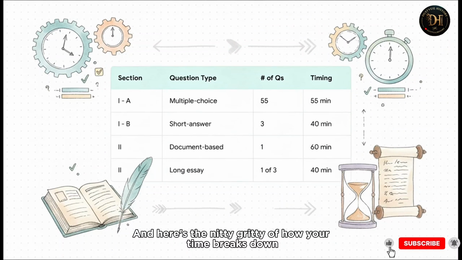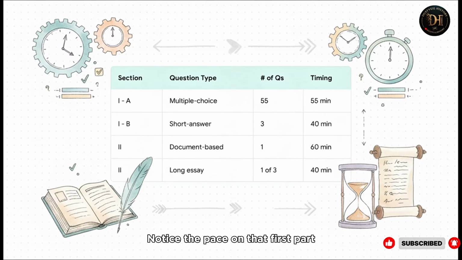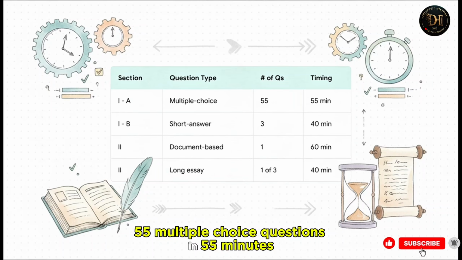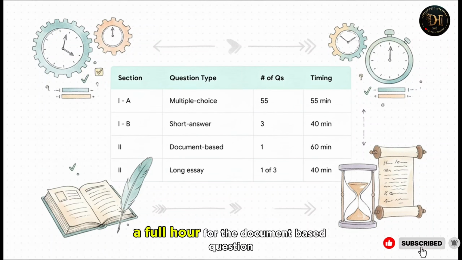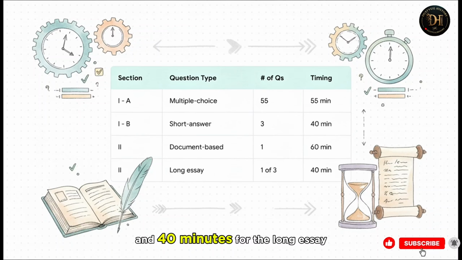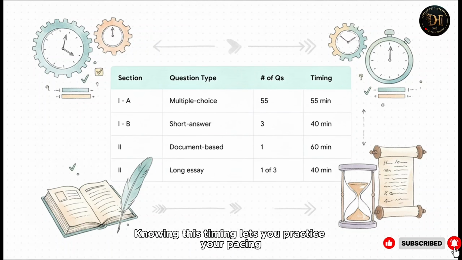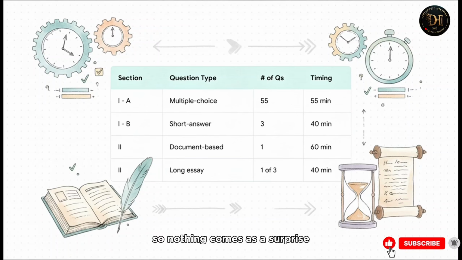And here's the nitty-gritty of how your time breaks down. Notice the pace on that first part. 55 multiple-choice questions in 55 minutes. You gotta be quick. But then look at the time you get for writing. A full hour for the document-based question and 40 minutes for the long essay. Knowing this timing lets you practice your pacing so nothing comes as a surprise.